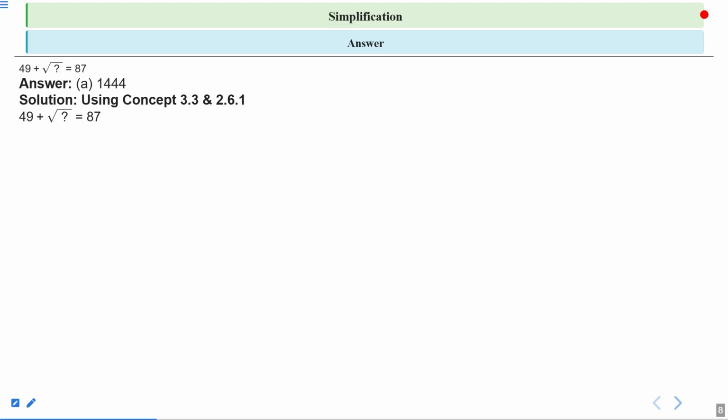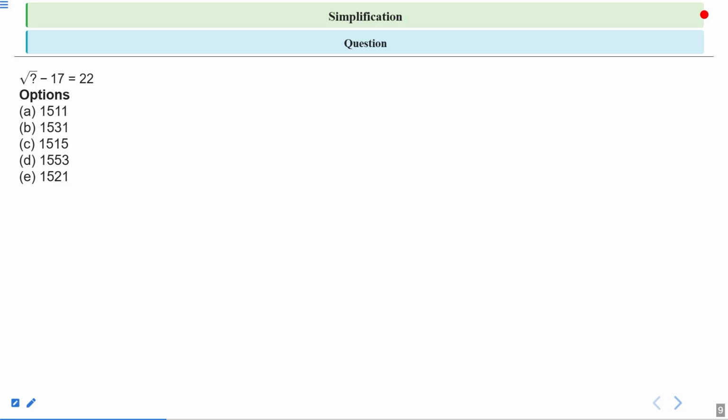We can say that 49 plus square root of the question mark equals 87. So it will become square root of the question mark equals 87 minus 49, which equals 38. Now squaring both sides, question mark equals 38 square. So 38 square is 1444. So that's why A is the correct answer. Next one.